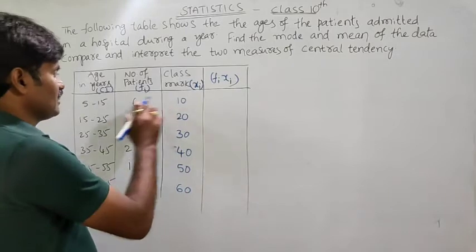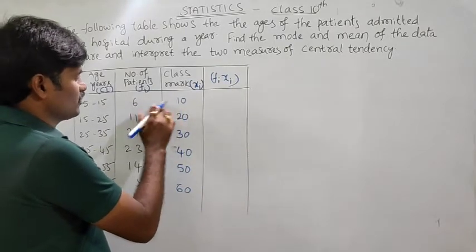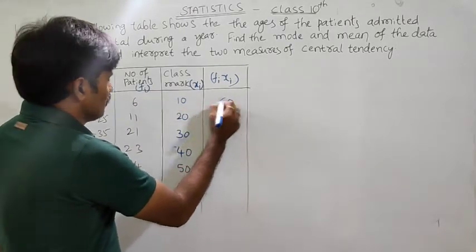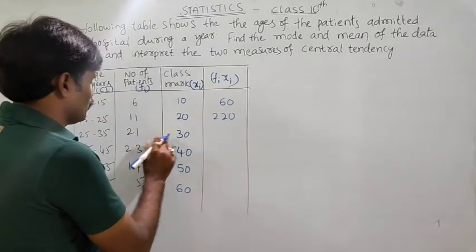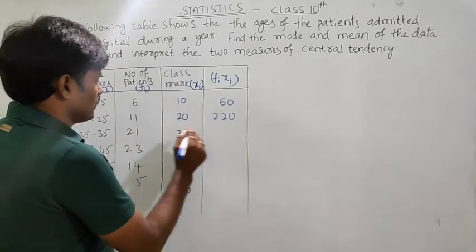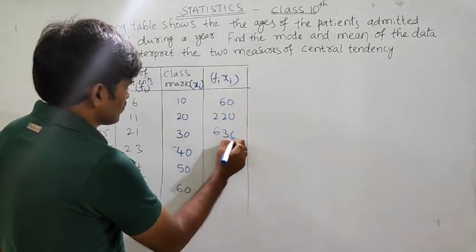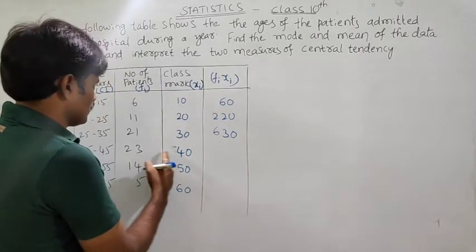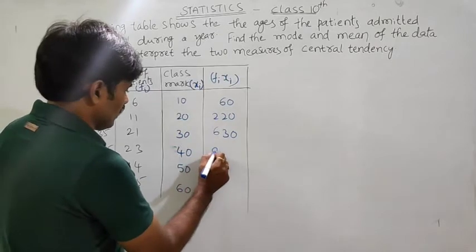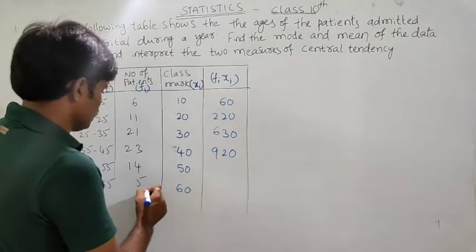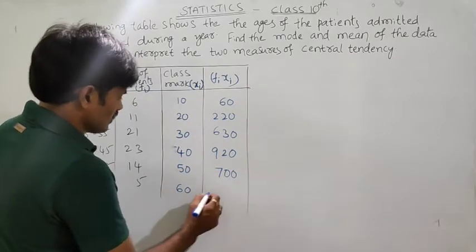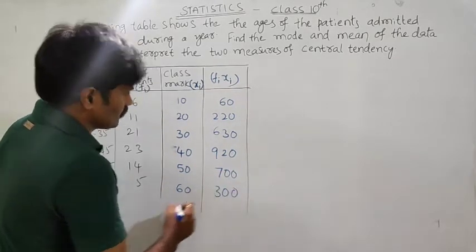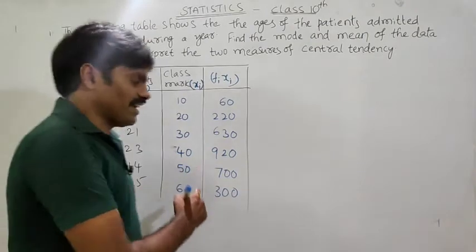Now Fi xi, the multiplication. 6 into 10 is 60. 11 into 20 is 220. 21 into 30, 21 times 3 is 63, so 630. 23 times 4 is 92, so 920. 14 times 5 is 70, so 700. 5 times 6 is 30, so 300. Okay, this is about the Fi xi values.